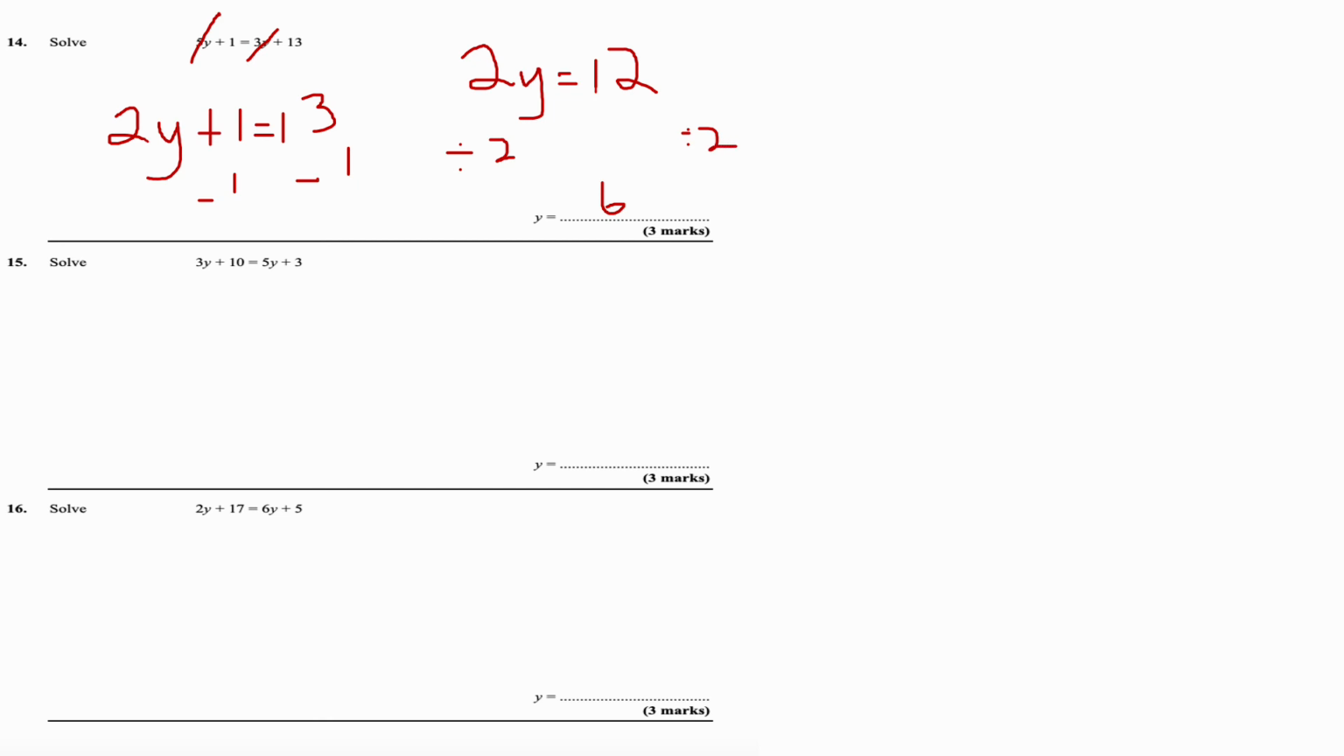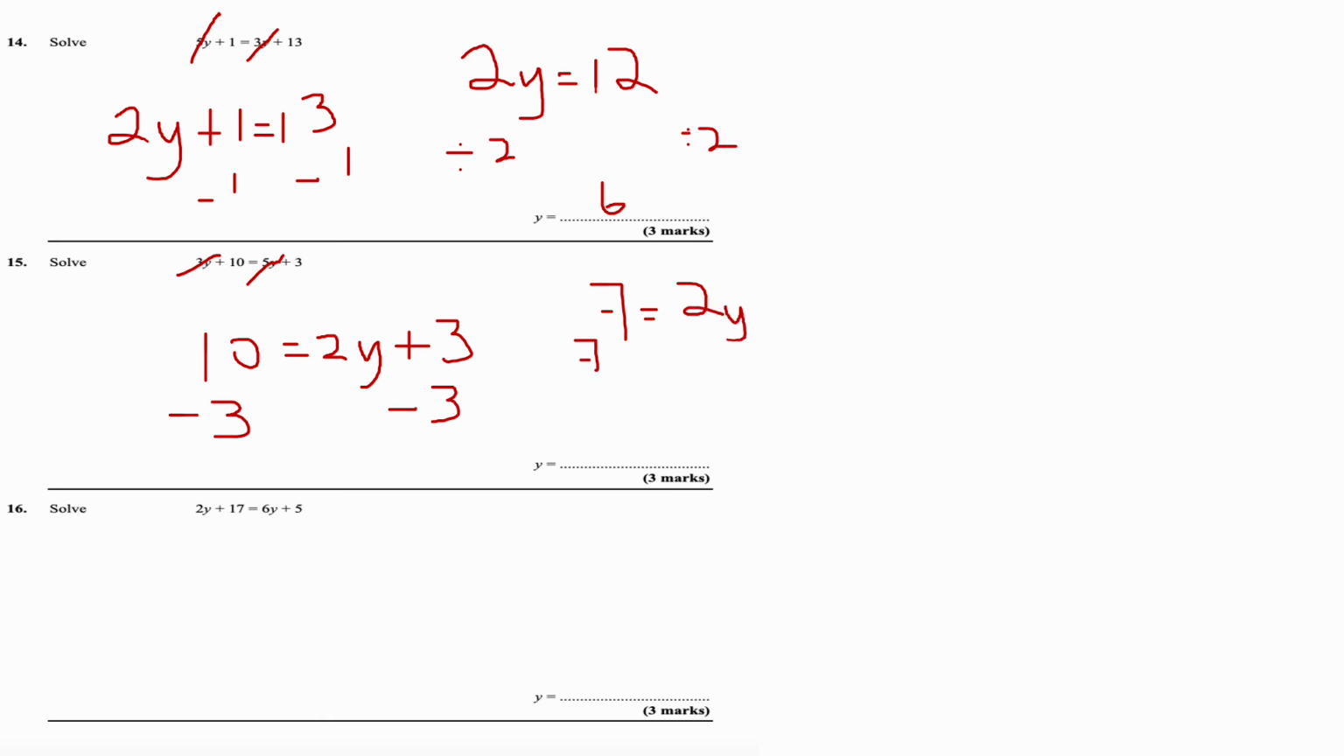Okay, question number 15, solve this equation. Take away 3y on both sides. I get 10 is equal to 2y plus 3. Okay, again, noticing how this time the y is on the right hand side. It doesn't matter, I'm still going to treat it in the same way. Take away 3 on both sides. 10 take away 3 is 7. 7 is equal to 2y. Dividing both sides by 2, I get 7 halves is equal to y, or y is equal to 7 over 2.